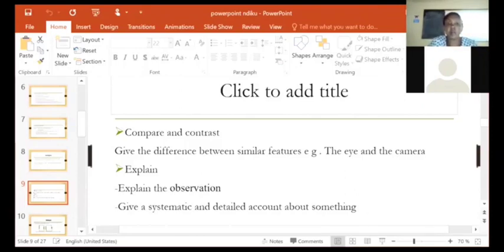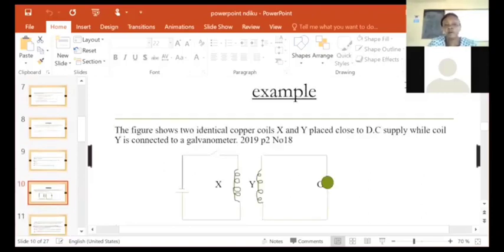We also have the term explain, which is also used. When you are explaining, you can be asked to explain an observation. If we are asked to explain the observation, then you give a systematic and detailed account of something. For example, we have this question. This is a common question. It appeared in 2012. It was there also last year. It was also early 20s. It's a common question if you go through the familiar.